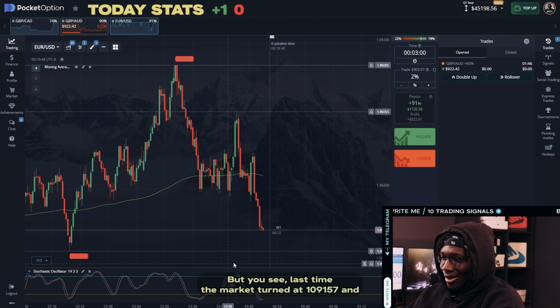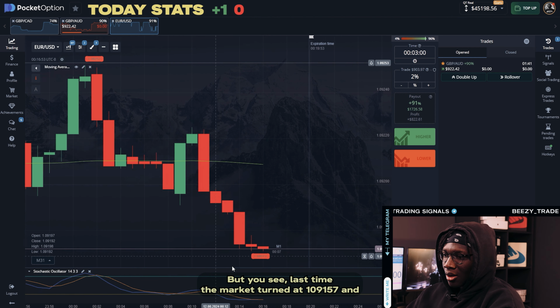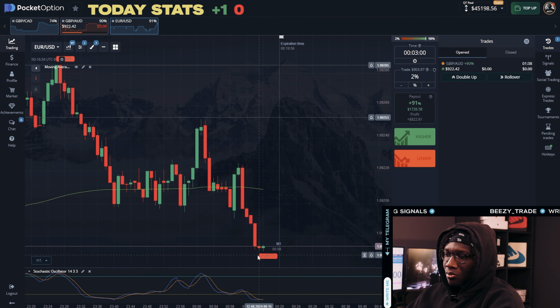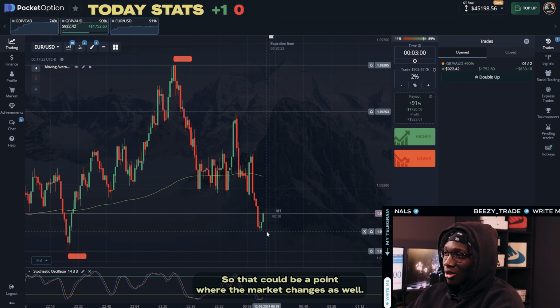But you can see last time the market turned at 109.157. And we might still see the market being pulled all the way down here. But you can see the price is being pushed up, which sometimes isn't a great sign. But I think that there is nothing that says that the market should absolutely turn right here. I mean, we have one situation here at 109.178, which is very, very close to the price right here. So that could be a point where the market changes as well.